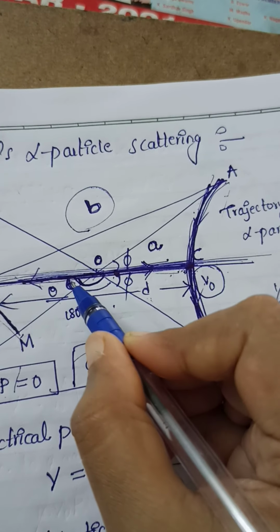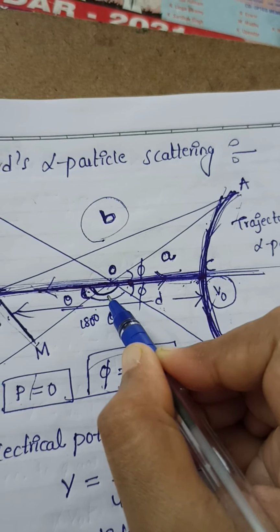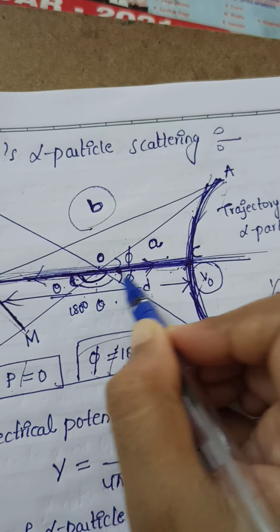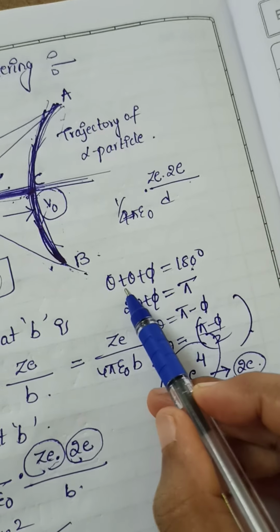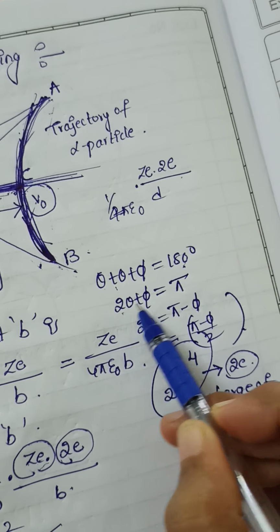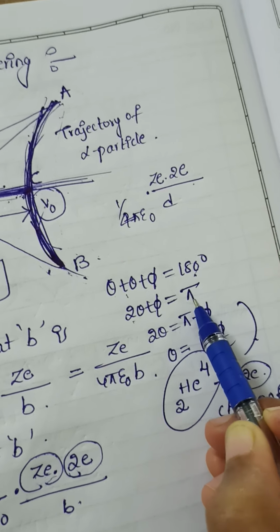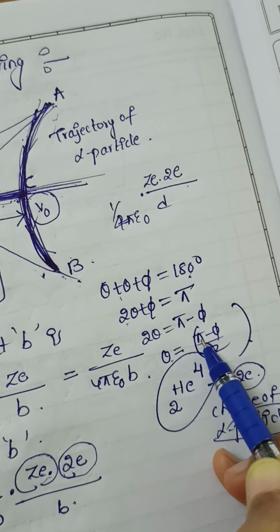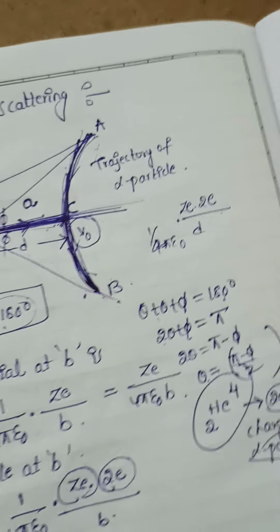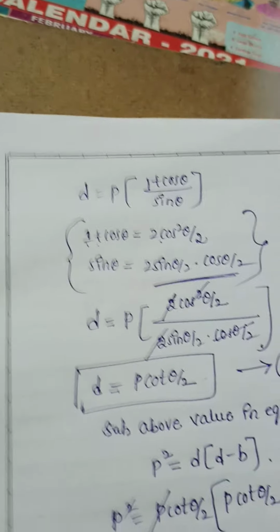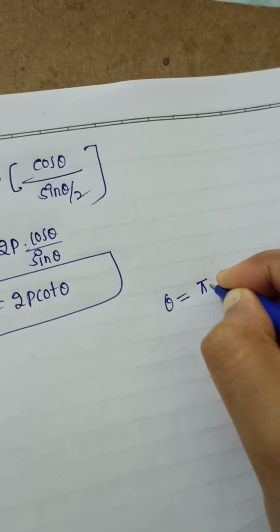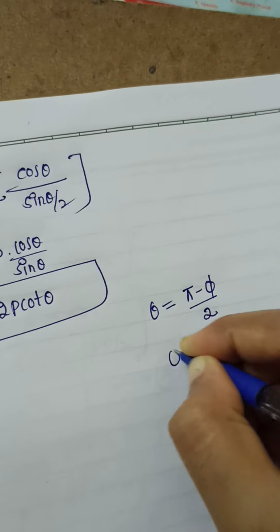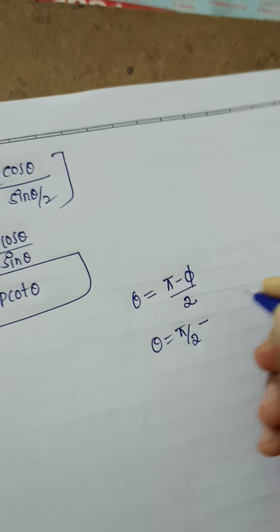See once again here, theta plus pi is equal to 180 degrees. That is what I am writing. Theta plus theta, 2 theta plus pi is equal to 180. 180 means pi. I am writing the value of theta is equal to pi minus pi by 2. See here, theta value is pi minus pi by 2. Can I write like this? Theta is equal to pi by 2 minus pi by 2.